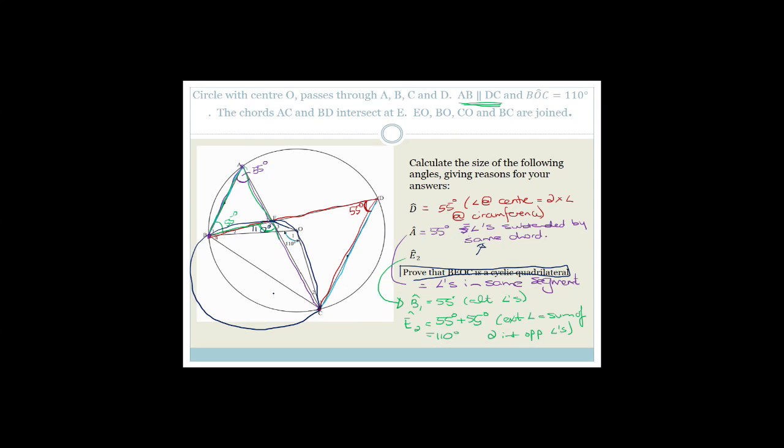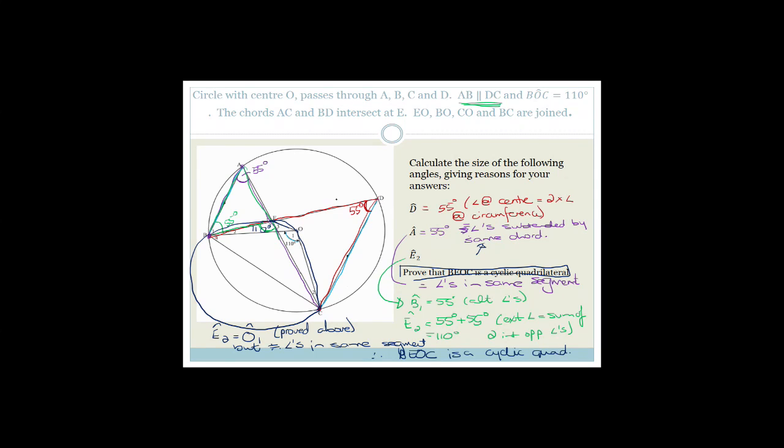So what I would say is E2 equals O1, and I would write proved above. Therefore, and I'd go, but they are equal angles in same segment. Therefore, BEOC is a cyclic quad. Okay, so that's the inverse or the corollary of the theorem.